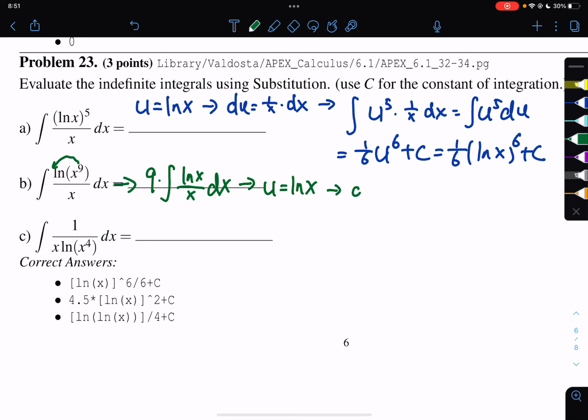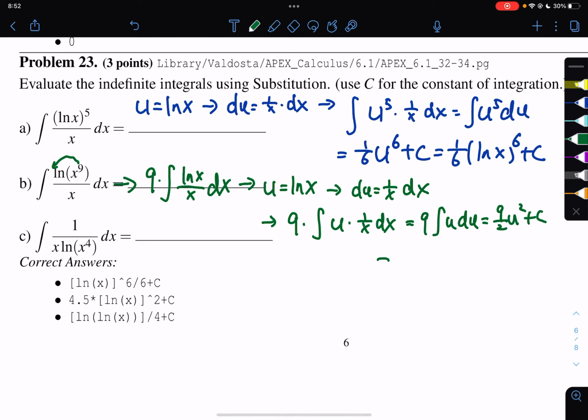Therefore, you will have du to be 1 over x dx. So your problem becomes 9 times the integral of u, since ln x is u. You have 1 over x dx left, which happened to be du. So your problem becomes this. So it's 9 over 2 u squared plus c. Therefore, it's 9 over 2 ln of x squared plus c as the final answer.